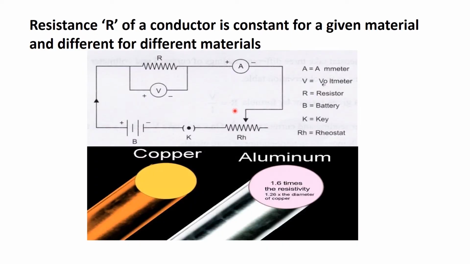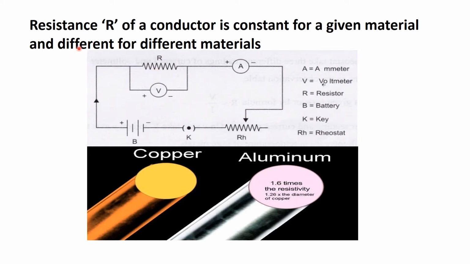So in the same Ohm's law circuit, now we will replace the nichrome wire by a copper wire. And we are going to repeat this same experiment. That is, changing the values of potential difference, we are going to find what is the value for current. From that we calculate R again. So when we calculate R, we will see that R is different for a copper wire.